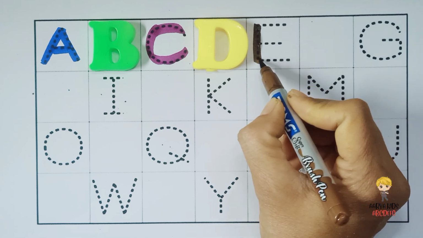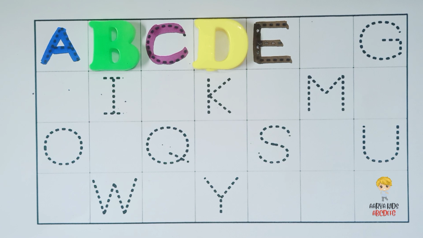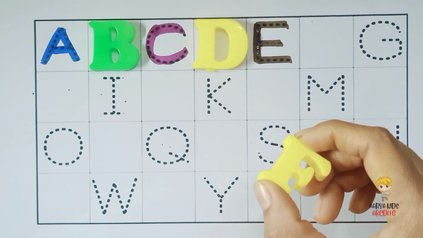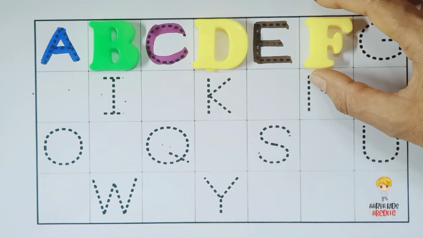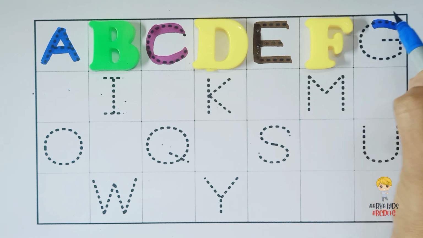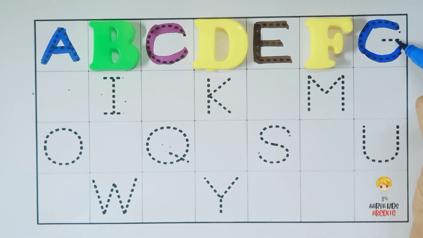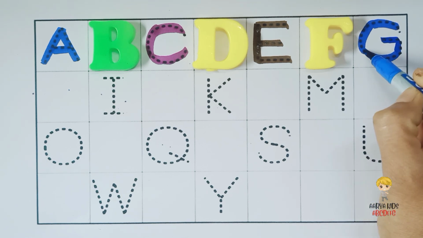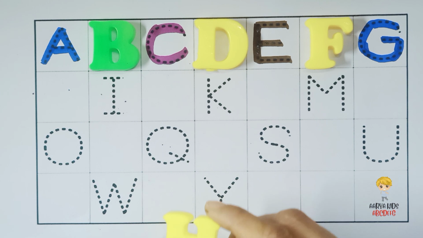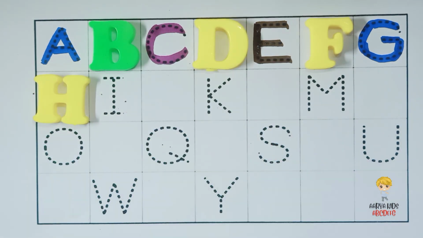E, E for eye, E for eye. Yellow color, F, F for fan, F for fan. G, G for grapes, G for grapes. H, H for hen, H for hen.